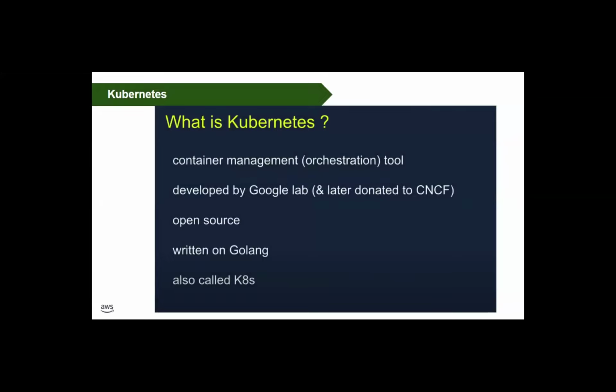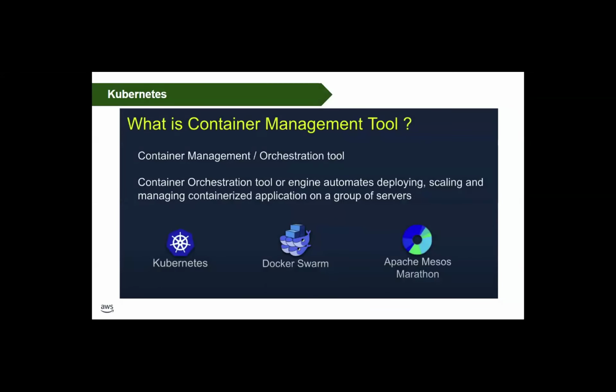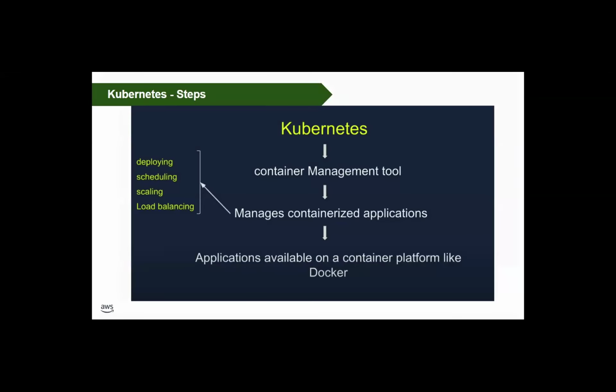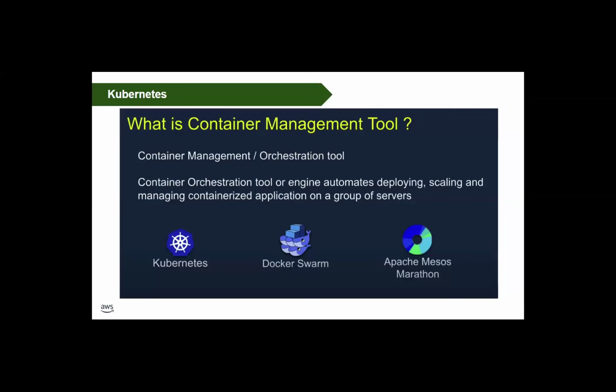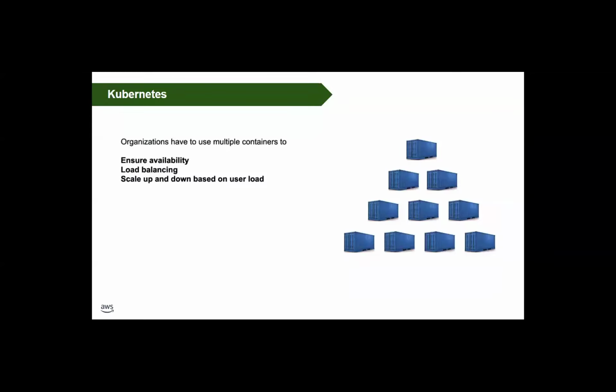It's a container management, orchestration tool developed by Google Lab and donated to the Cloud Native Computing Foundation. It's open source, written in the Go language. It's a tool or engine that automates deploying, scaling, and managing container applications on a group of servers. The best examples are Kubernetes, Docker Swarm, Apache Mesos, and ECS, which will do the same job. A container management tool manages deployment, scheduling, scaling, and load balancing. It ensures availability, load balancing, and scales up and down based on the user workload.